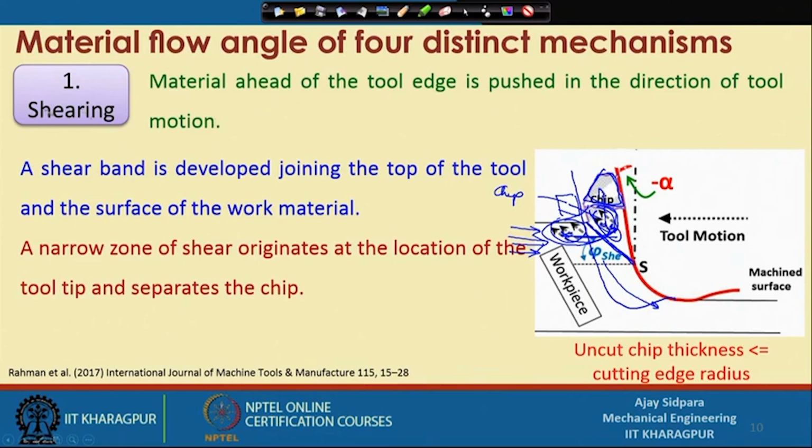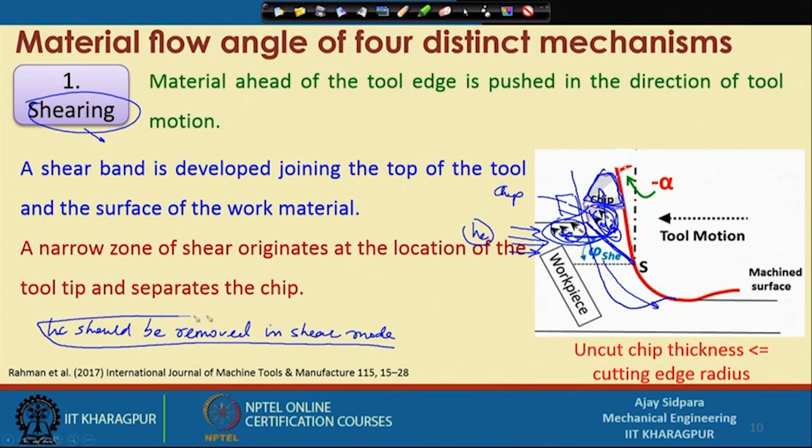So shearing is the important thing, because we want shearing to happen for all the material, whatever is the HC there. We want that HC should be removed in shear mode, right? This is what is important in this case.